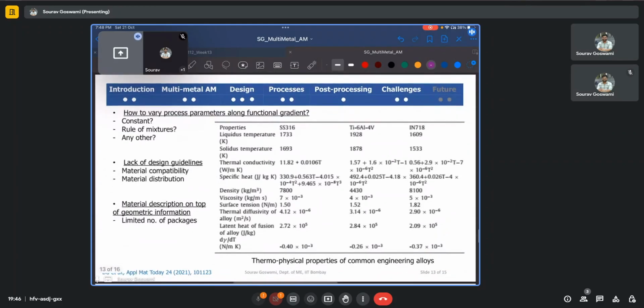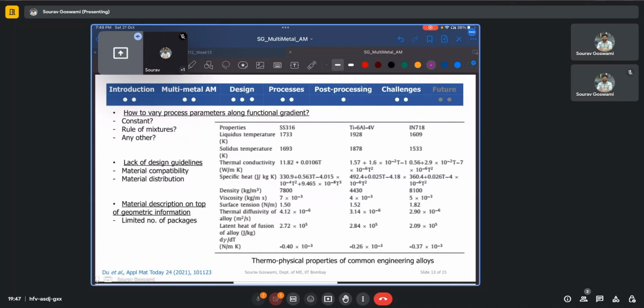Again, the very fundamental question of how to vary the process parameters along the composition of the material gradient is in itself a question that remains to be satisfactorily answered. I mean, will the process parameters which are optimized for one material be constant for the other material as well? Or will we have some sort of a rule of mixture type formulation for optimized parameters of the two materials? Or is there some other guiding principle?